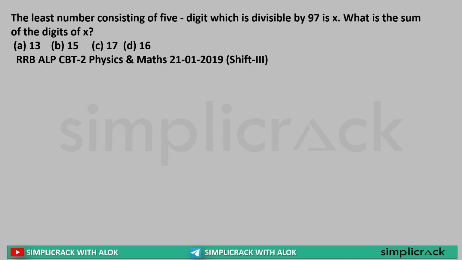Clear? Next, the least number consisting of 5 digits which is divisible by 97 is x. What is the sum of digits of x? Now, what is the least number of 5 digits? That is, sir, 1 followed by 4 zeros. Yes or no? Now, if I divide it by 97, what is happening?